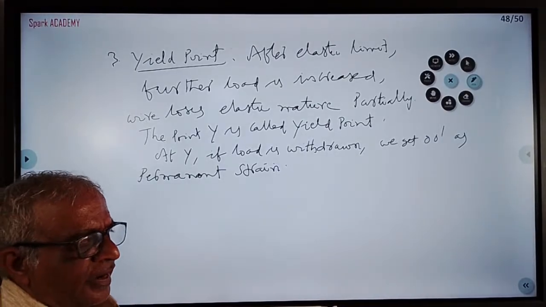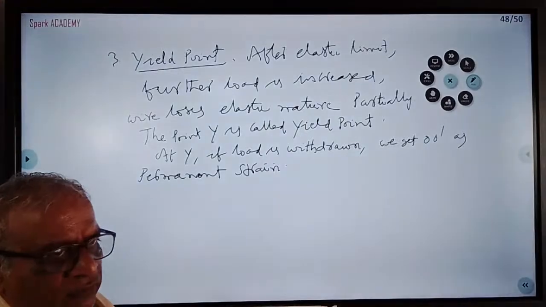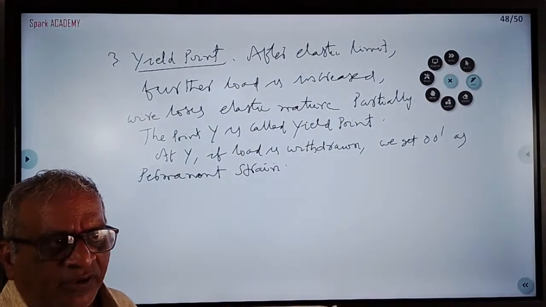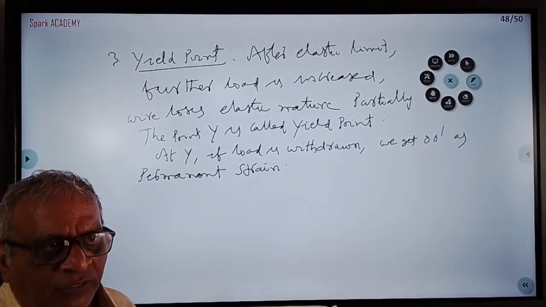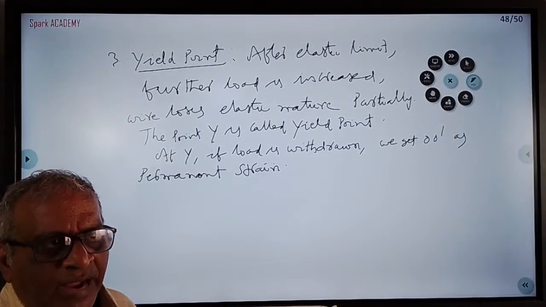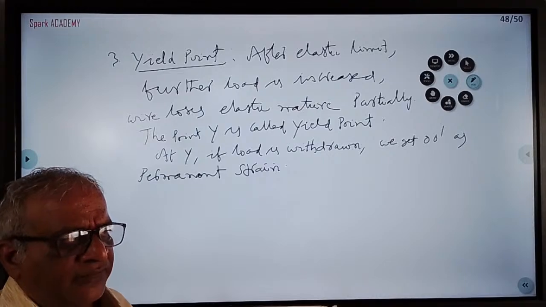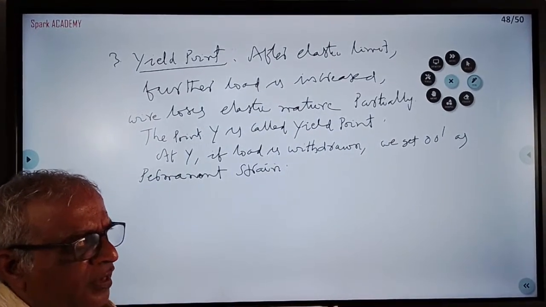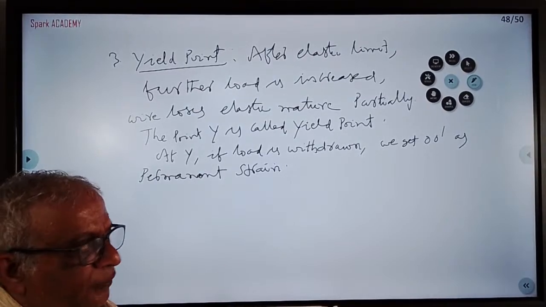The wire cannot get back its original length. For example, if the original length is 10 centimeters, at yield point it becomes soft and won't get back its original length. It comes back only up to 10.2 and remains at 10.2. That means 0.2 centimeters is the permanent set.